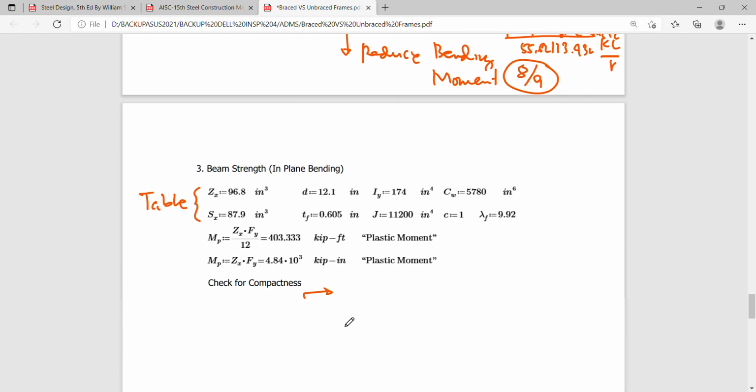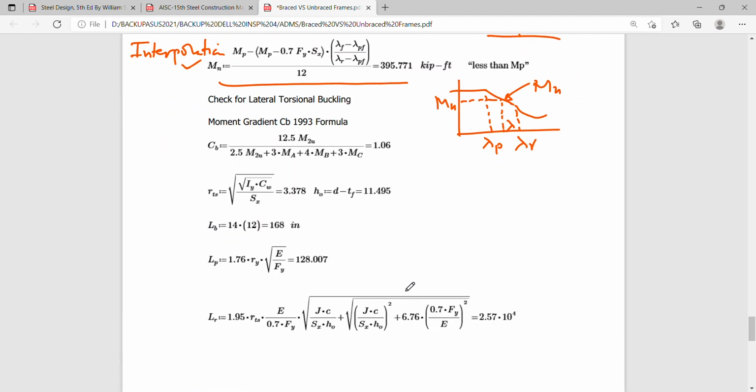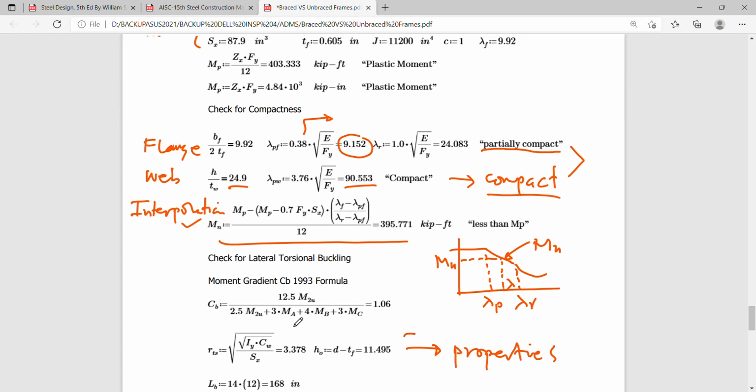So notice that these are now the value of my CB, after which I need to check for the LP and LR requirement on the basis of these two formulas. So I need some additional properties, RTS, to be used on this formula. Of course, J, S, X, H, O are also computed here.